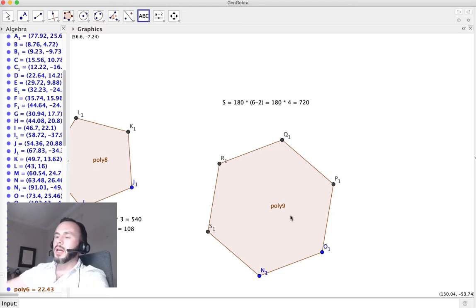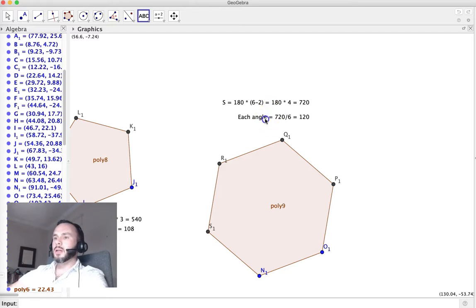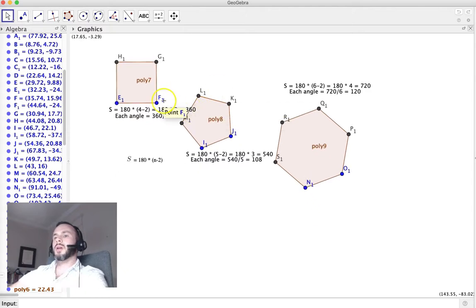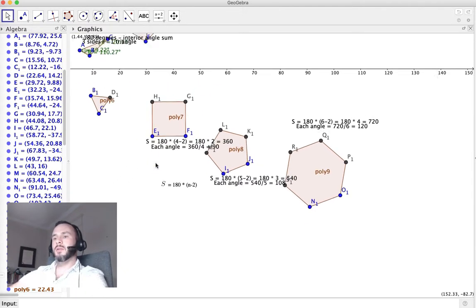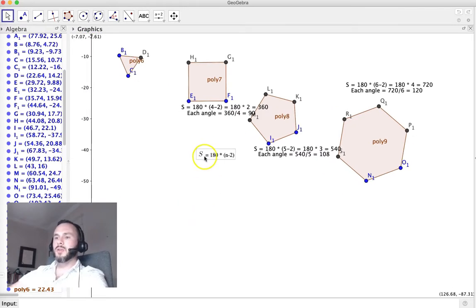So then each of those angles has to equal 720 divided by 6, which is 120. Okay, so we're kind of figuring this out here. Each of the angles has to be the same thing because it's all regular. So let's talk about what this means in terms of our formula here. So this is the total interior angle sum.